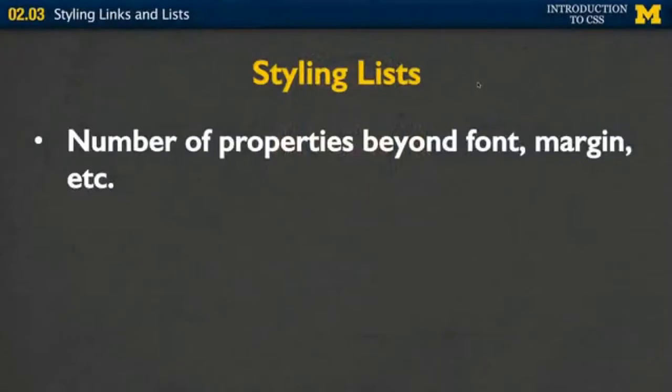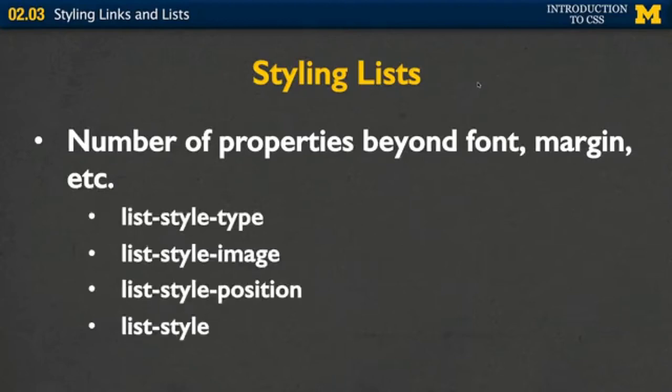When you style lists, by default they all look the same. You've got the 1, 2, 3, or the circle, circle, circle. But we can change all that. We can change things beyond the font and the margin to look at the style that your lists are taking on. So some of the things we can look at are your list style type, your list style image, the list style position, and just the list style itself.